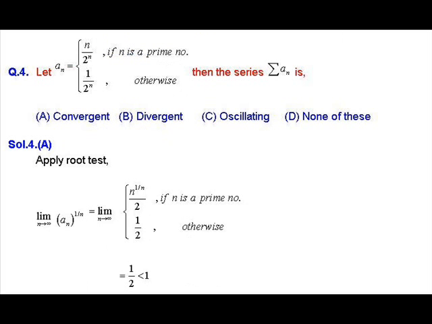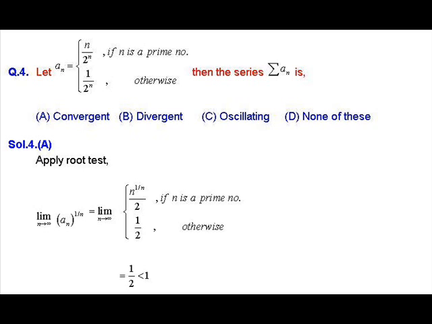Solution of question number 4. Here we have a series of real numbers whose nth term is denoted by an and defined as an equal to n upon 2 raised to n when n is a prime number, and 1 upon 2 raised to n when n is not a prime number. When we notice this nth term, we observe n occurs as an exponent here. So we can apply the root test for the convergence of the series.